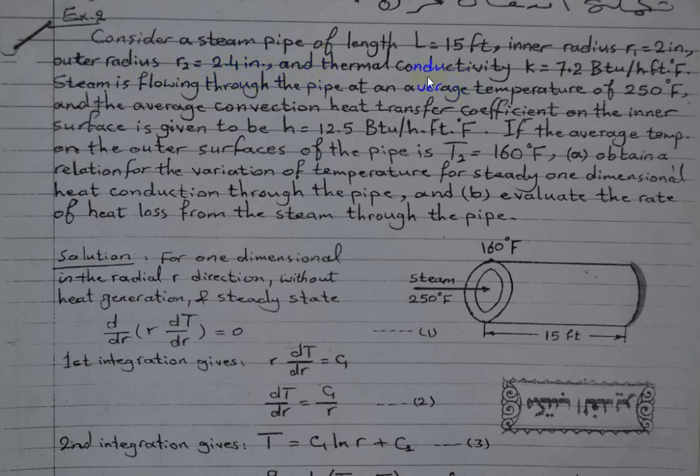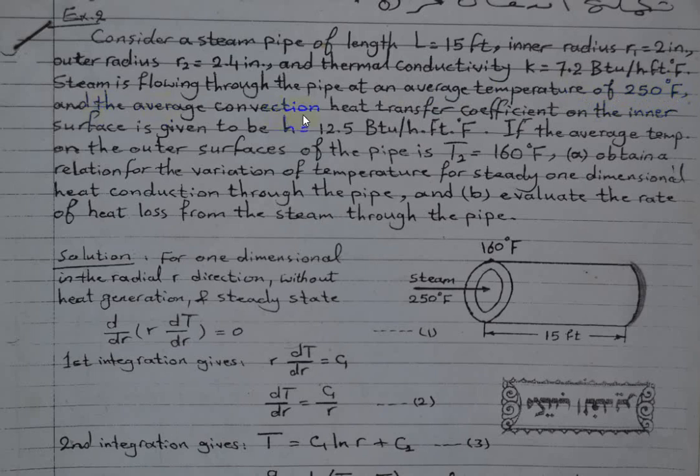And the thermal conductivity constant K, as you can see in front of you, K equals 7.2 BTU per hour feet Fahrenheit. Steam is flowing through the pipe, as we stipulated, at an average temperature of 250 degrees Fahrenheit.